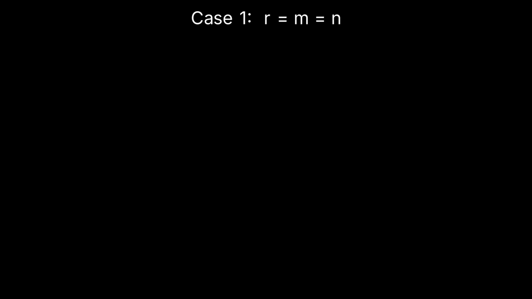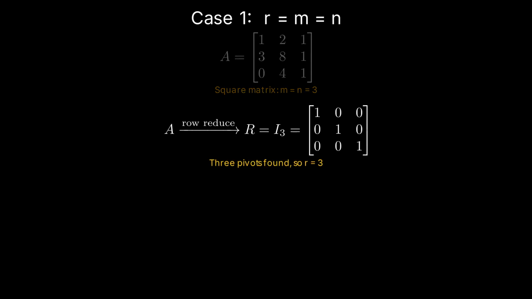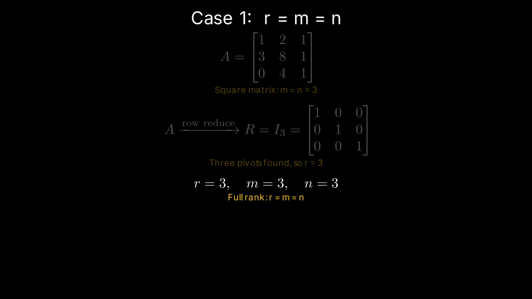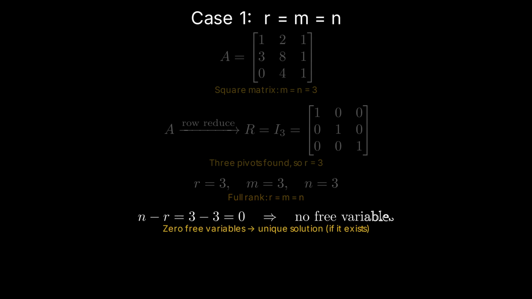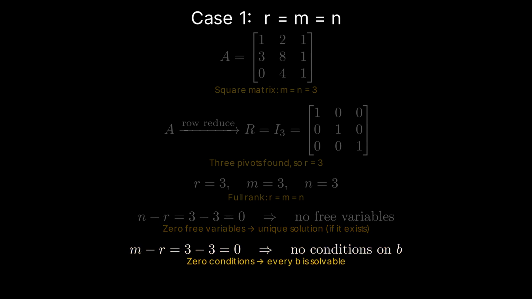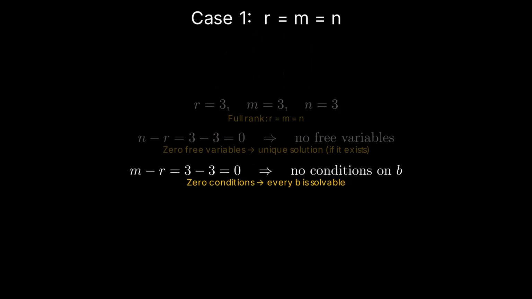r = m = n. A square matrix with full rank. Take A equals the 3 by 3 matrix with rows 1, 2, 1; 3, 8, 1; and 0, 4, 1. Row reduce this matrix and R equals the 3 by 3 identity. 3 pivots, 3 rows, 3 columns. Now let's compute the 2 key gaps. First gap, n minus r equals 3 minus 3 equals 0, meaning no free variables. Second gap, m minus r equals 3 minus 3 equals 0, meaning no conditions on b. Every b is solvable and the solution is always unique.